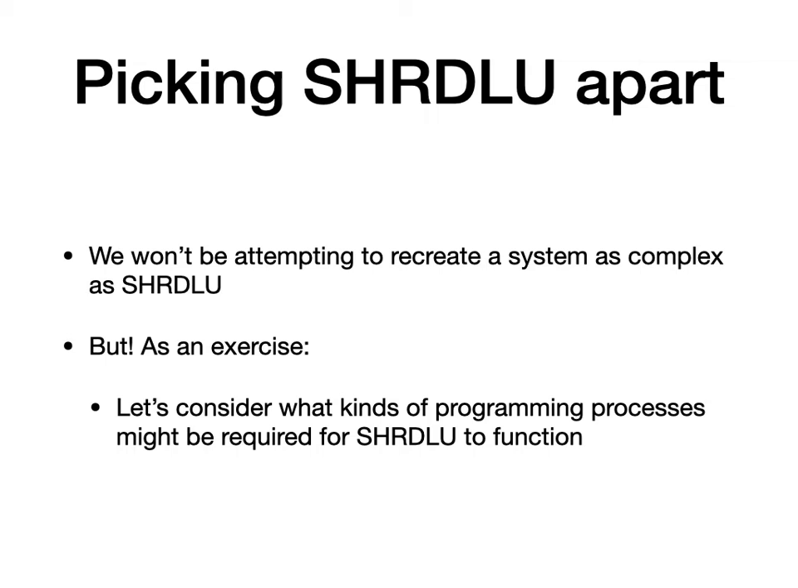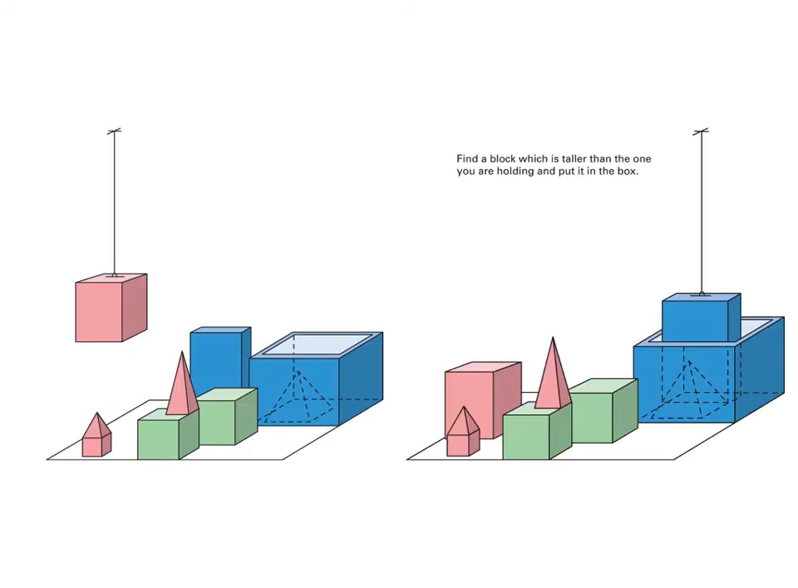Levels of analysis, high, low, right? But as an exercise together here, just in this lecture, let's consider what kinds of programming processes might be required for SHRDLU to function, to do this one: Find the block which is taller than the one you were holding and put it in the box. Okay, what do we think different systems might be firing to make this happen?